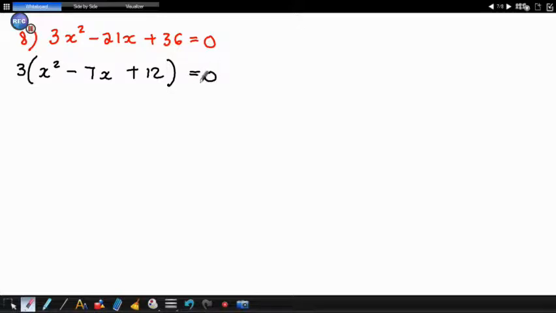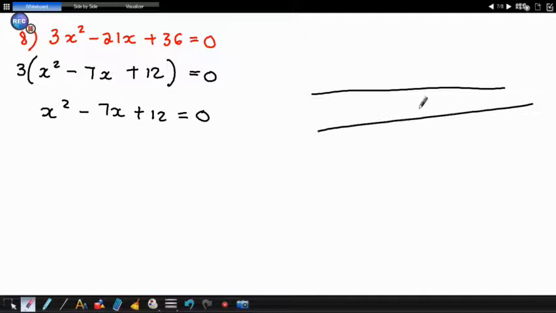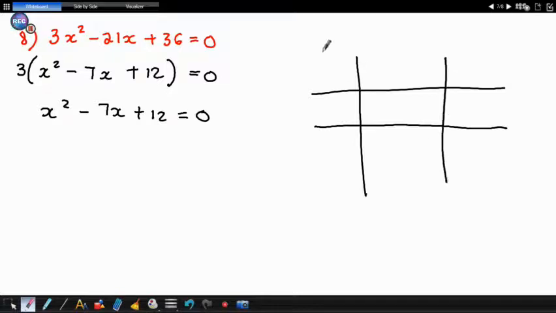Equal to 0, right? And if we divide on both sides by 3, we'll end up with just x squared minus 7x plus 12 on the left-hand side, and 0 divided by 3 will give me 0. Now we are here. Now I go to my diagram, where I just want to show that I can factorize here.